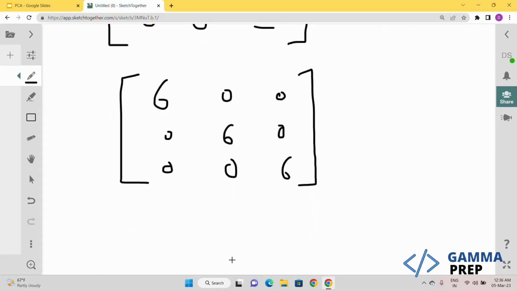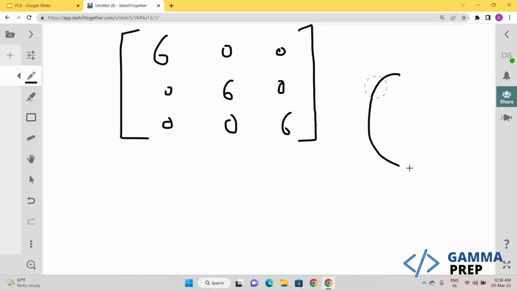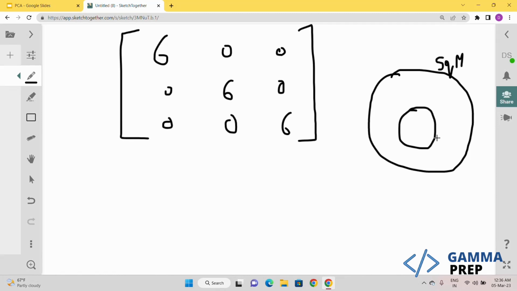So how does it actually work? If you draw a Venn diagram, this is all the square matrices. Then inside that you have the diagonal matrices. And inside that you will have the scalar matrices. So all the square matrices are not diagonal matrices, but all the diagonal matrices are square matrices. Similarly, all the diagonal matrices are not scalar matrices, but all the scalar matrices are diagonal matrices.